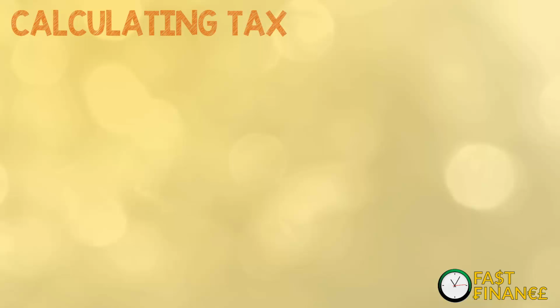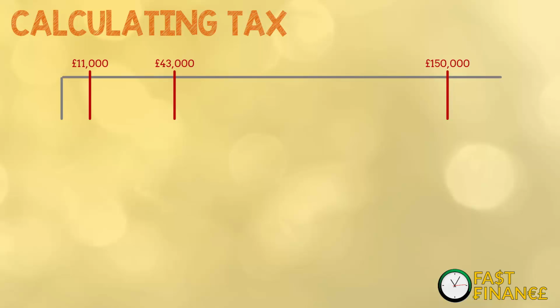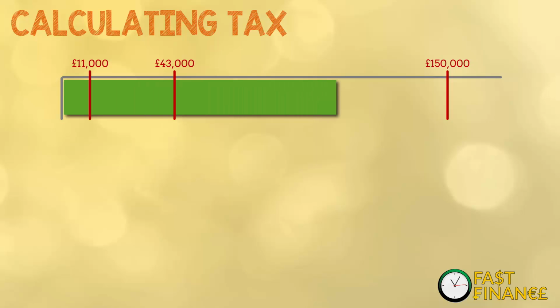So to calculate your tax, just remember this. If you earn more than £43,000, the proportion above this amount times 40%, then the remaining amount between the two thresholds, which is £32,000, times 20%.